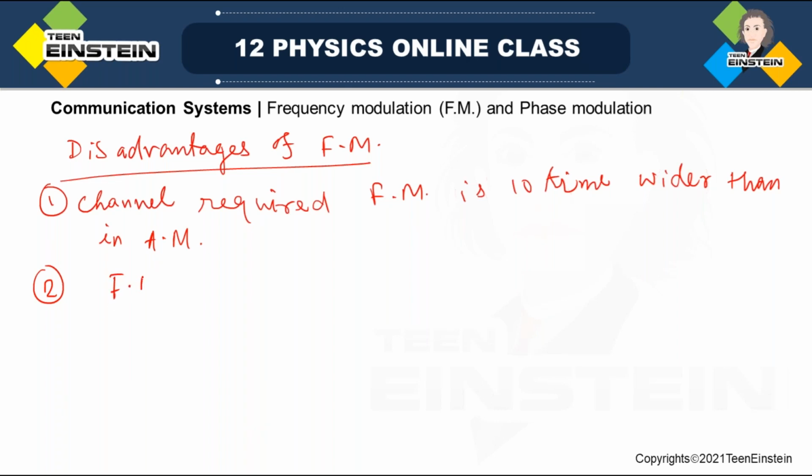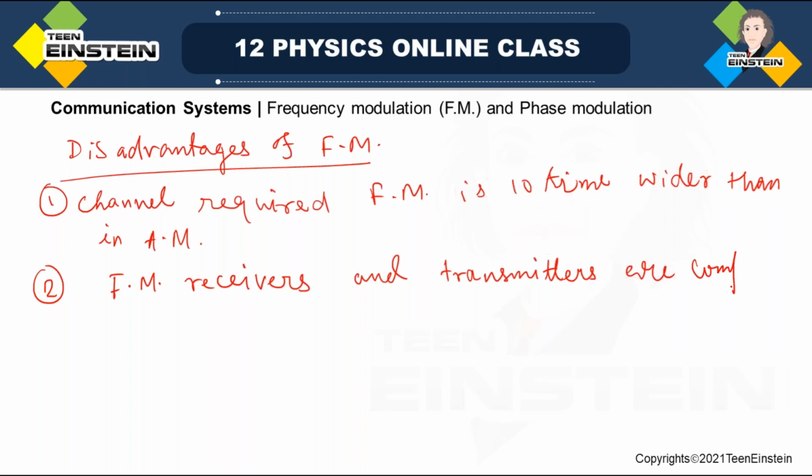The FM receivers and transmitters both are very complicated, complex and costly also. In case of amplitude modulation, receivers and transmitters are very simple and less costly.